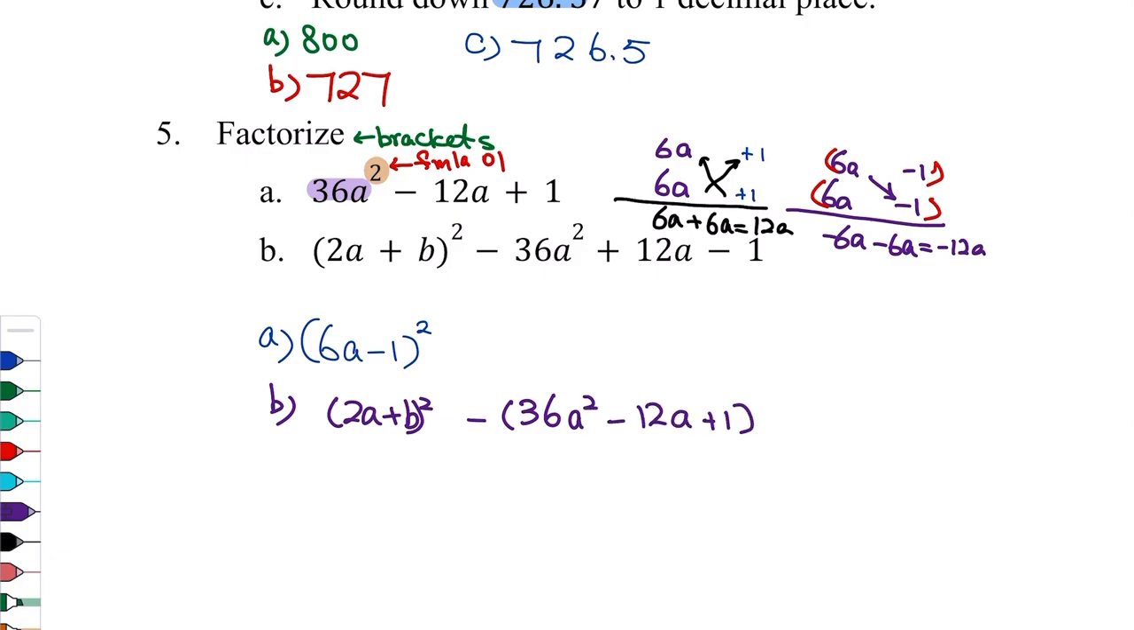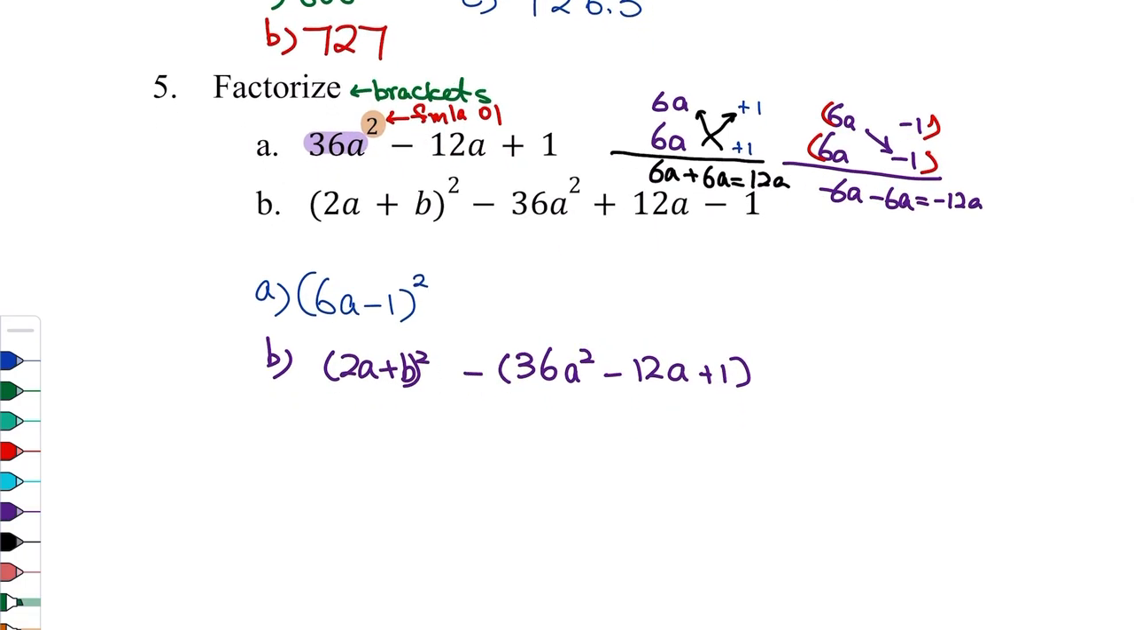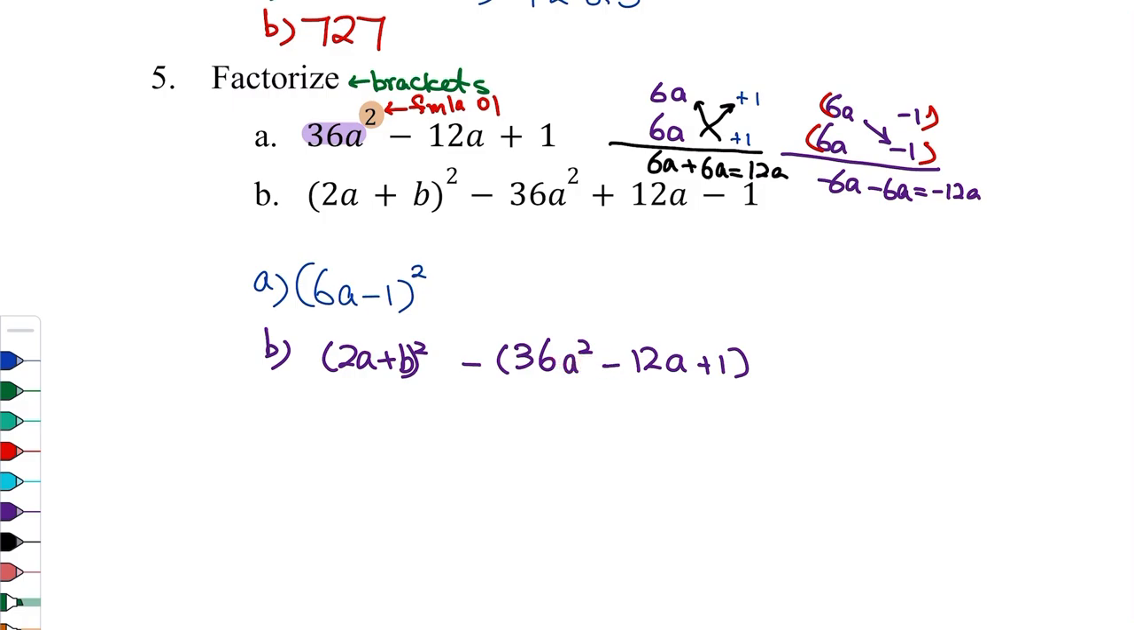And now what is so special? This is exactly the same. So we can replace the answers that you got from part A in here directly. So you will have (2a + b) square minus (6a - 1) square.